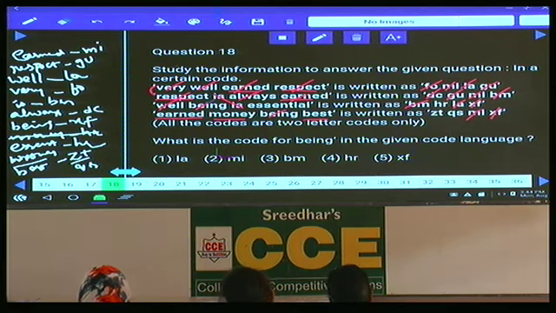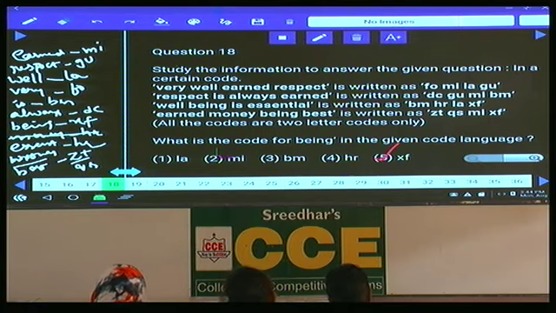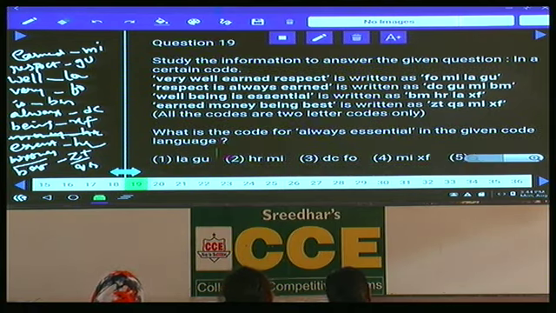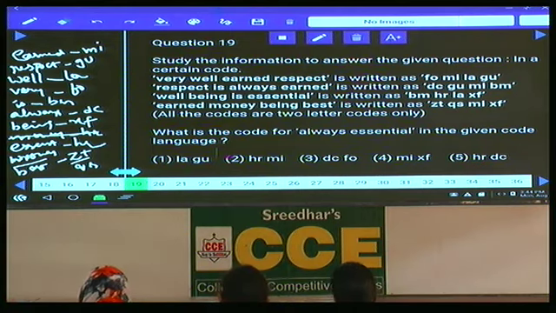Now these are the words and their corresponding codes. What is the code for being in the given code language? Being is except, choice 5. 19. What is the code for always essential? Always is DC, essential is HR. DC, HR, that is choice 5, 19.